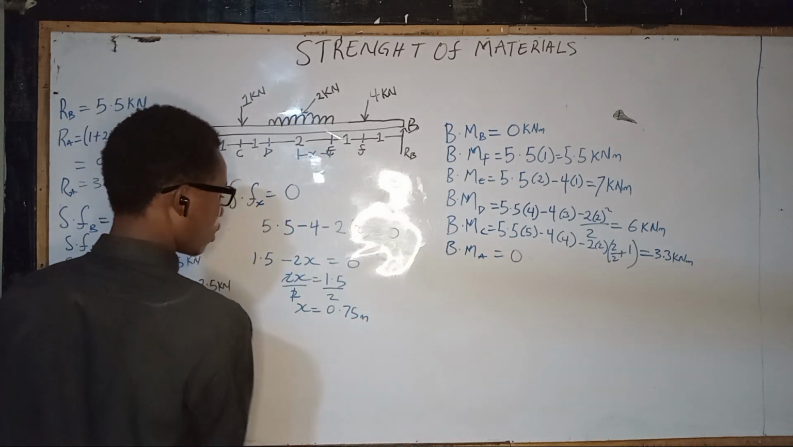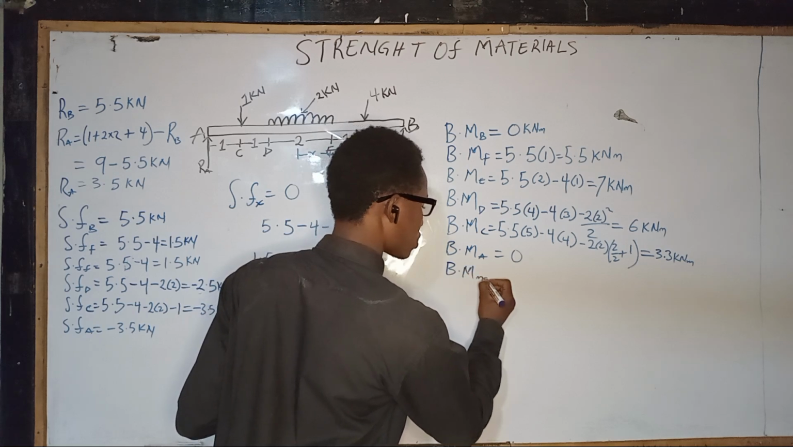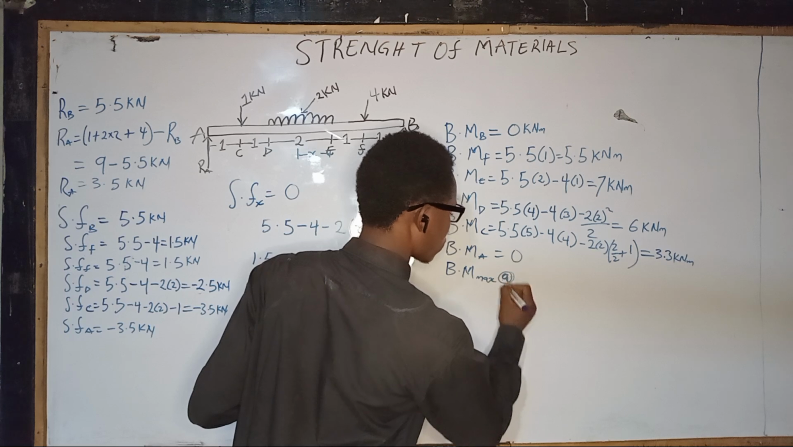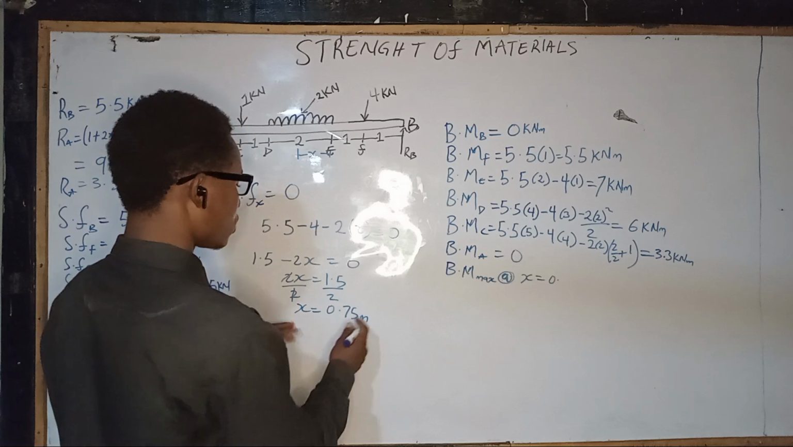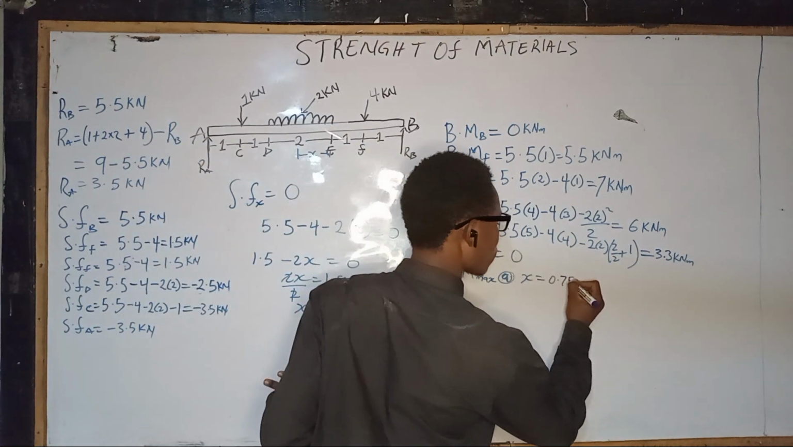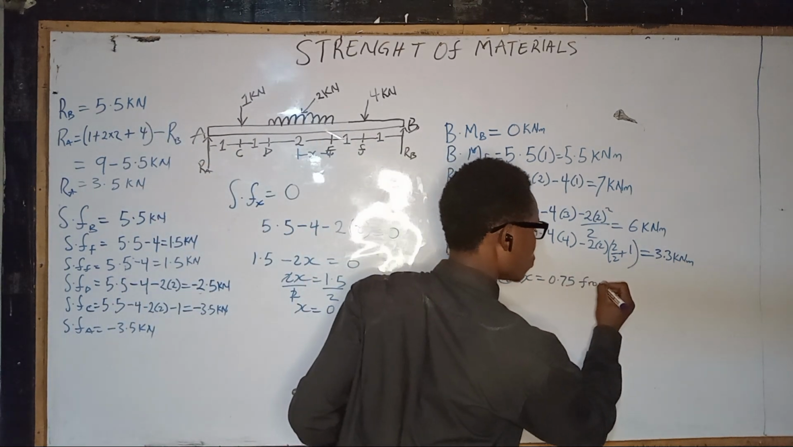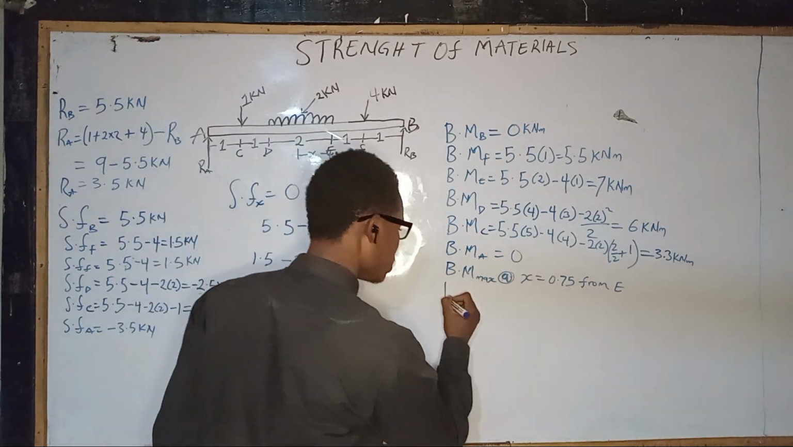So if we calculate our BM max at x equal to 0.75 from E, that is it. So we calculate our BM max.